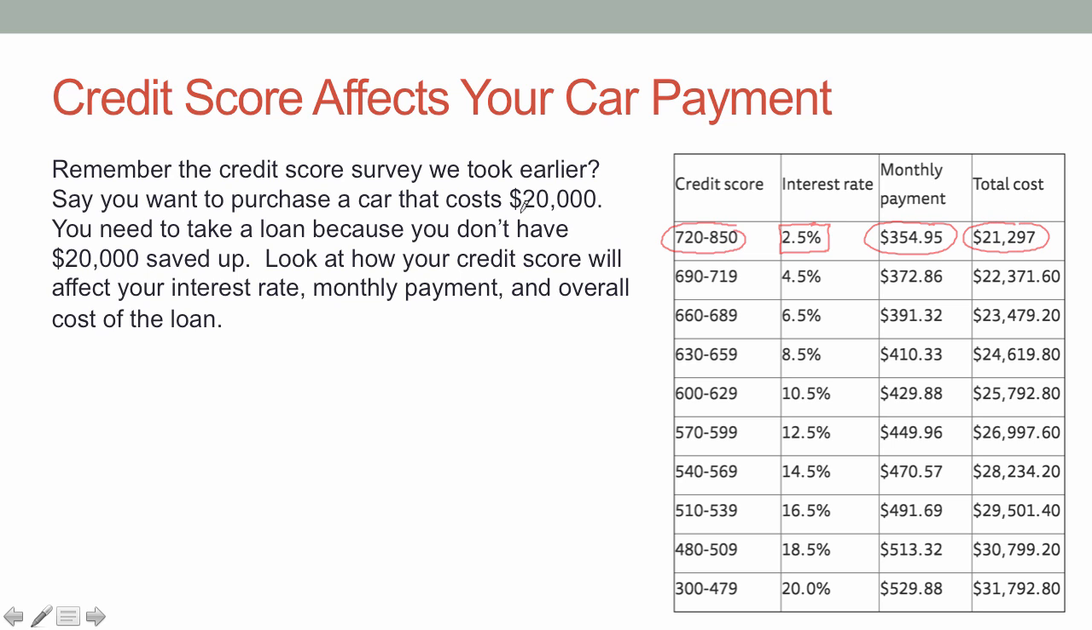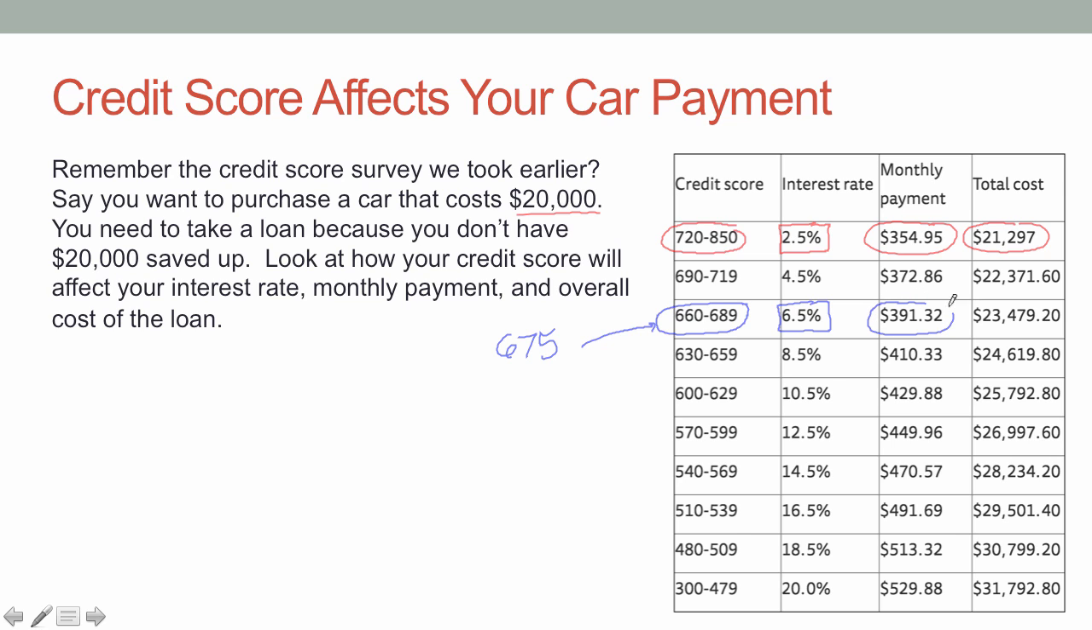So I have to pay the $20,000 back plus an extra $1,297 for the cost of the loan. But now say, what if we didn't have very good credit? What if we had a score of 675? Well, that would put us in this bracket right here. We're now going to get a 6.5% loan. That's not as good. Watch what happens to our monthly payment.